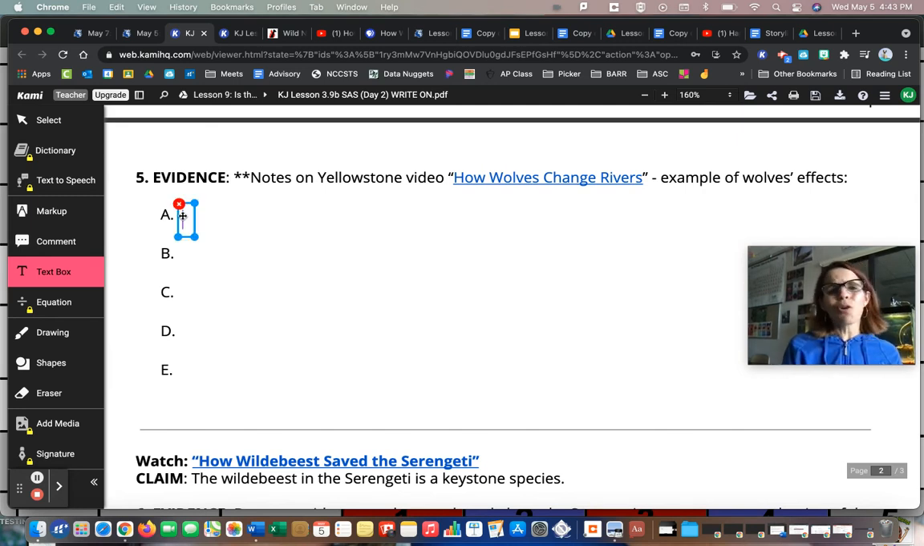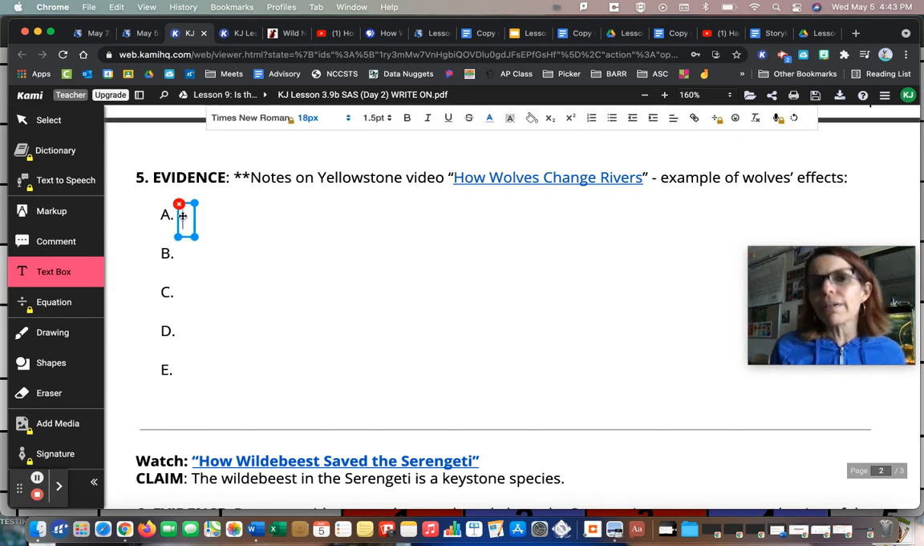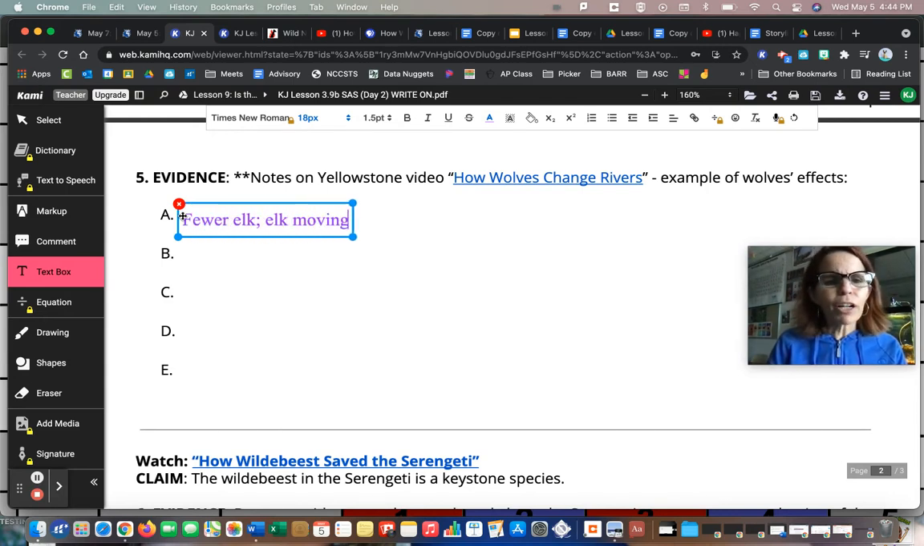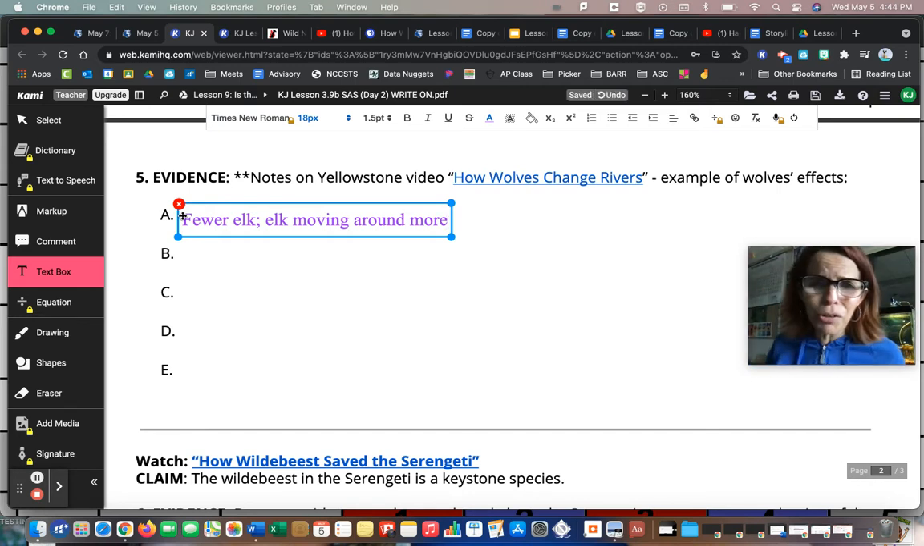So there are so many things that you could write down. And if you want to write down different things than I'm writing down, more power to you. I'm not going to write down everything. The first thing that they did, they led to fewer elk, and they led to the elk moving around more. So the elk were just complacent, sitting in the same spot, eating all of the plants and trees in the same area because they didn't have any wolves to worry about until the wolves came back.